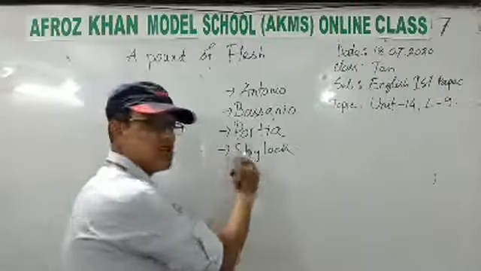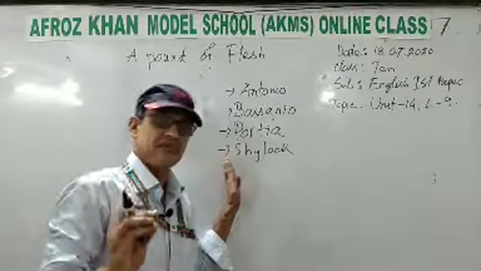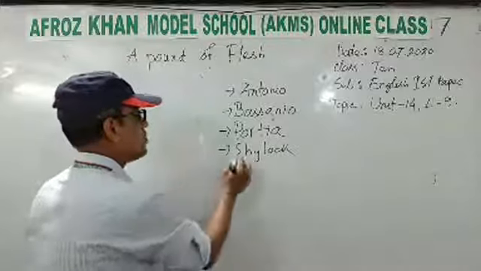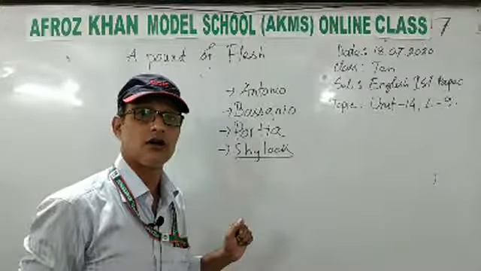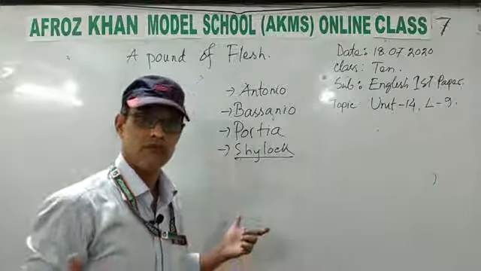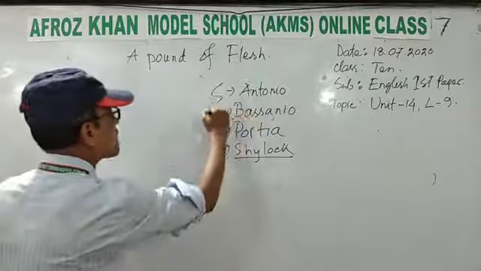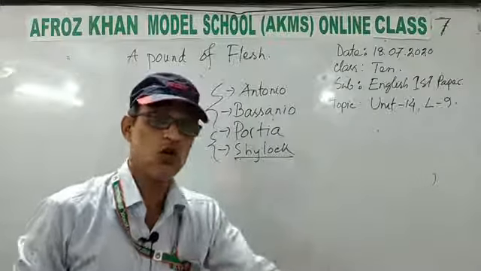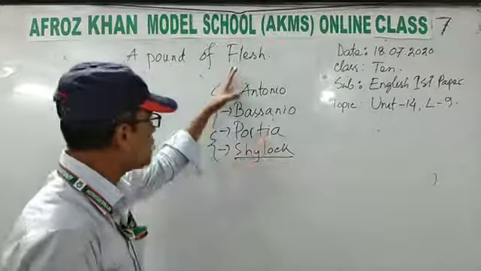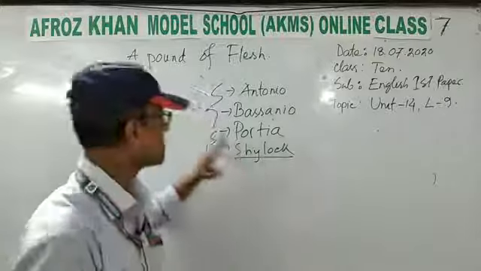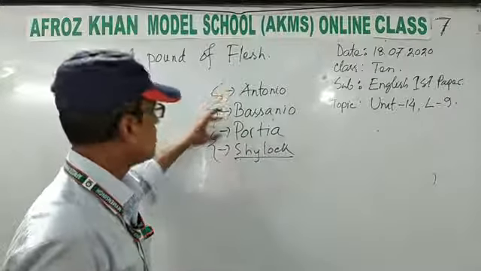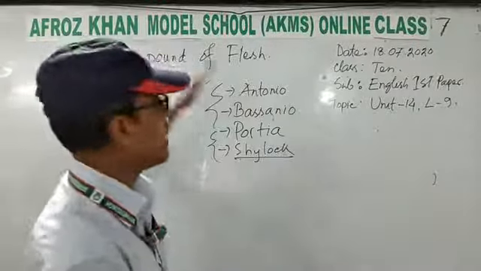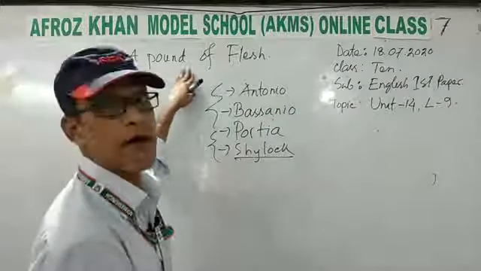Okay, and Shylock did anything to get the money returned. Okay, so Shylock is a crooked person. Crooked. Okay, kutil, jotil. Okay, now there are 4 characters. If I give you some time to read out the passage, then you will be able to understand the lesson. Okay, Antonio, Bassanio, Portia and Shylock. These 4 characters are available in lesson 9. The title of the lesson is A Pound of Flesh.